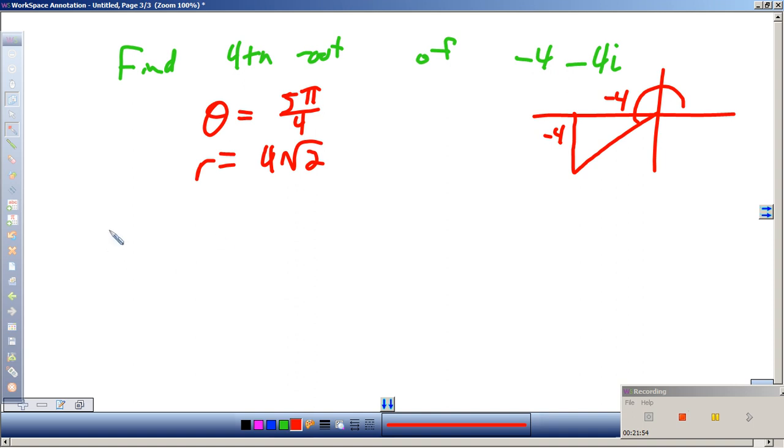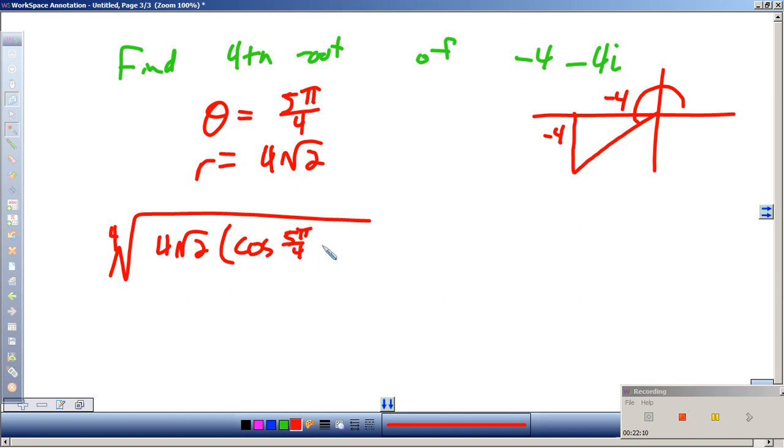So now, we want to do the fourth root of, we have r, the 4 root 2, with cosine 5 pi over 4. Because if we just did pi over 4, we'd be talking about this angle right here. Or if we just did 45 degrees, we'd be there. But we wanted this angle down here. Over here? Yeah. 5 pi over 4.